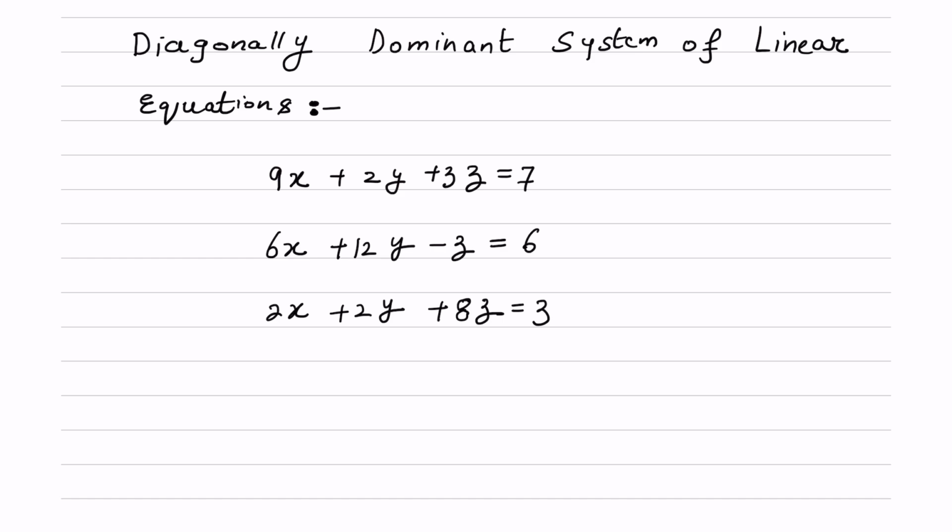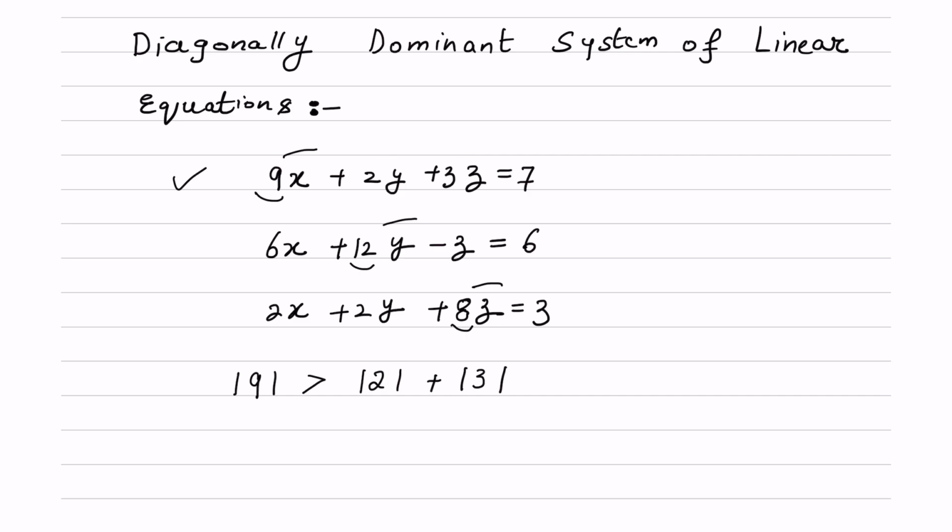Meaning that, let's say the diagonal coefficients are 9, 12, 8. These are called the diagonal coefficients of the diagonal variables. Now the diagonal variables are x, y, and z. So their coefficients are 9, 12, and 8. Look at the first equation. The diagonal coefficient, which is 9, its absolute value should be greater than the absolute sum of the other two coefficients in that equation. The other two coefficients are 2 and 3. So absolute 2 and absolute 3.